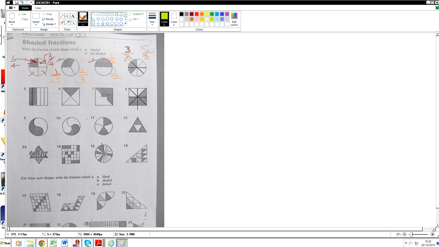So this one here, how many shaded now? Now we put the extra bar in there. Layla, close the door, please. So we have 2 out of 5. And how much are not shaded? 3 out of 5.